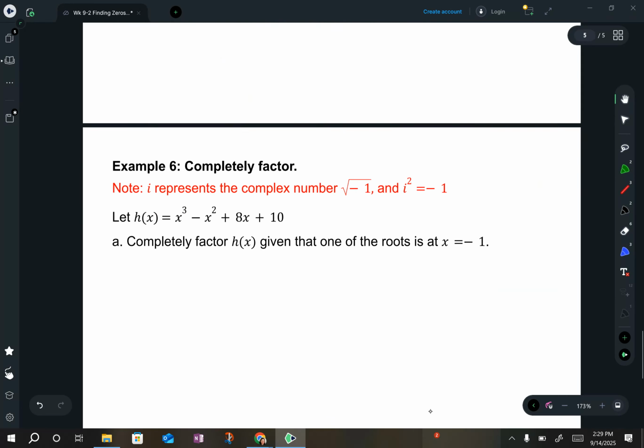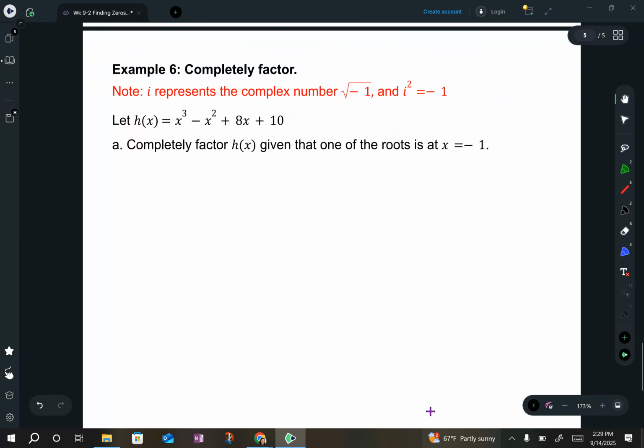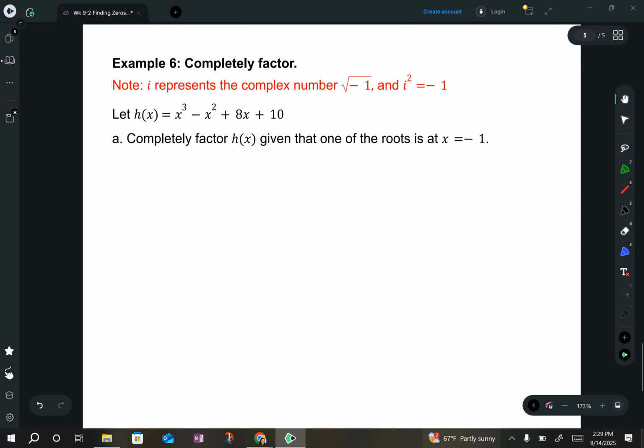All right, let's do one more example here. This one is going to be a little bit more complicated because we're going to have some complex roots as well. So remember, we went over complex numbers, and now we're going to completely factor this polynomial h of x, and we are given that one of the roots is at x equal to -1. We don't have to graph it. They're just telling us right off the bat there's a root at -1.